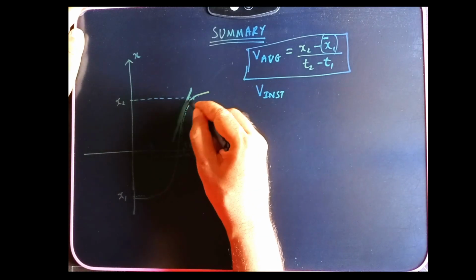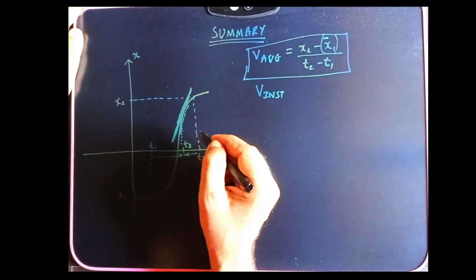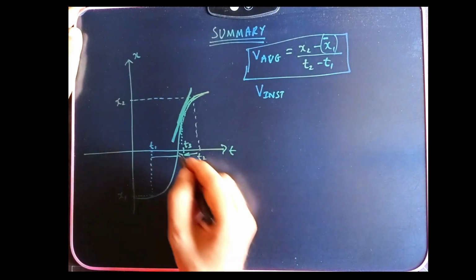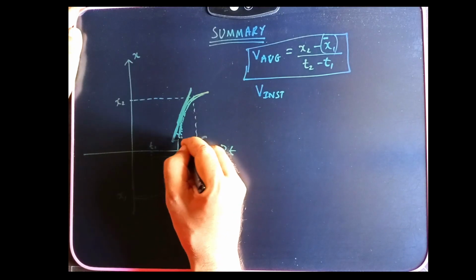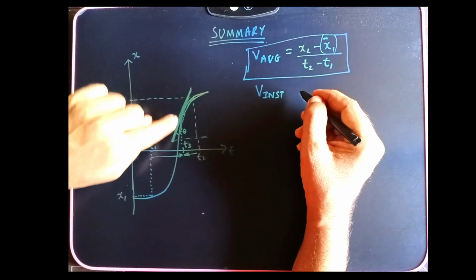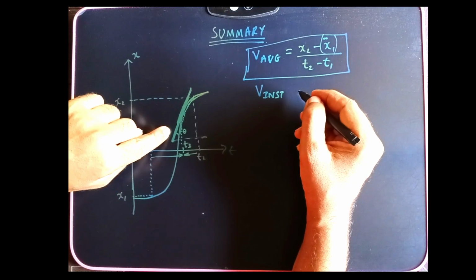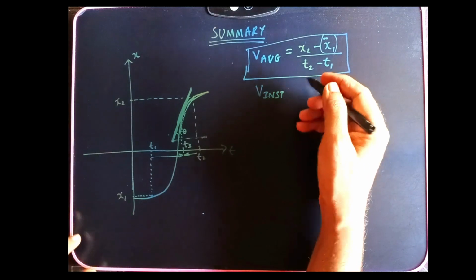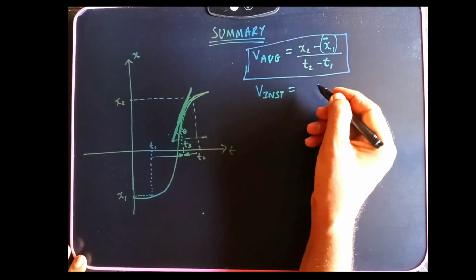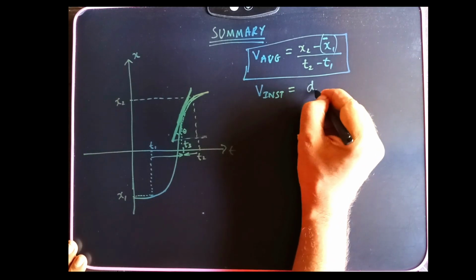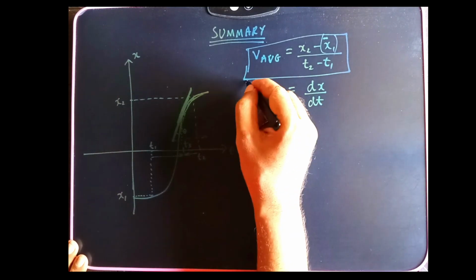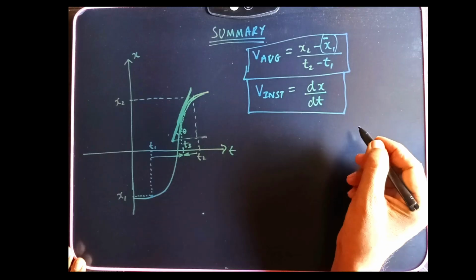I hope you can imagine this tangent. This is the graph and this is the tangent. So then I can say the slope of this tangent, theta, which is going to represent a shrunken time period, is going to give me the instantaneous velocity, right? The derivative of displacement with respect to time is what is going to be the instantaneous velocity.